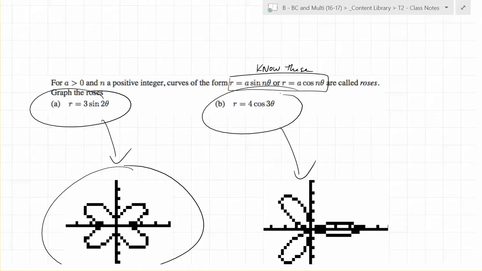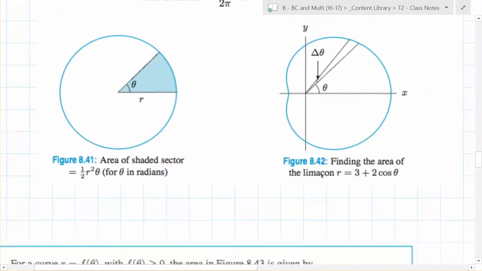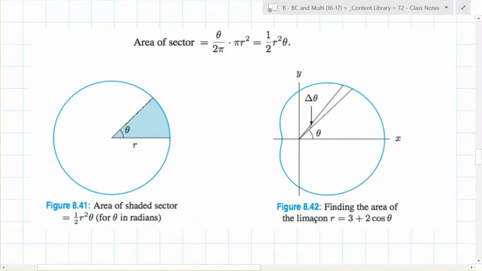Okay, let's do the interesting stuff though. This is the interesting stuff. What do you see on the left there? You can stay where you're sitting, that's totally fine. What do you see on the left? What shape is this? A circle. What is this called? Sector. Right, it's a sector.